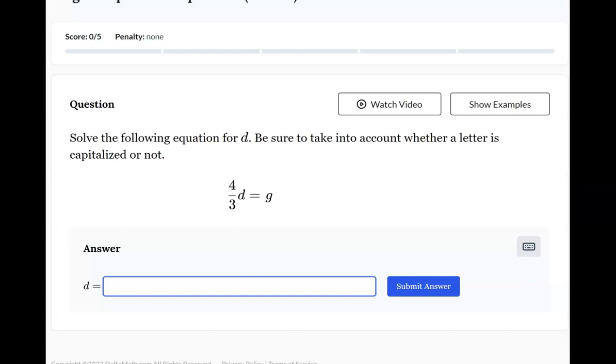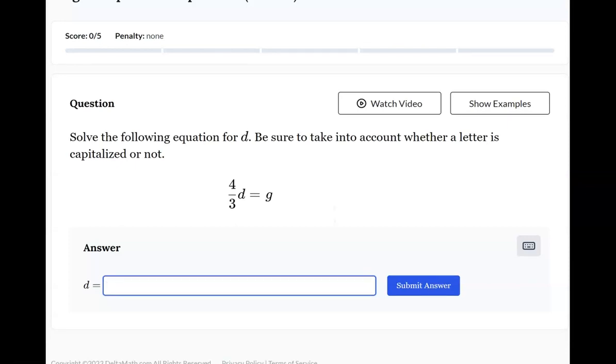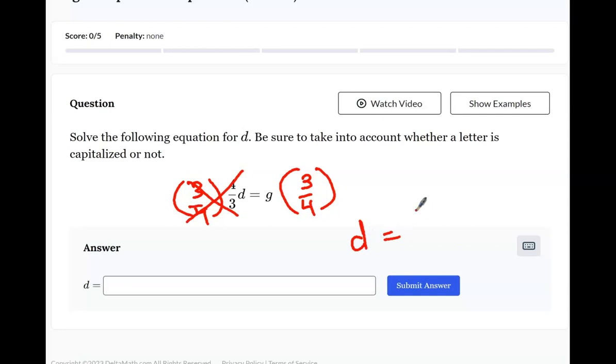Level 2. Solve the following for letter D. In this problem, D is multiplying 4/3. Now some people may call this dividing by 4/3, but typically we don't divide by fractions, we multiply by the reciprocal. So we're going to say that D is equal to 3/4 times G.